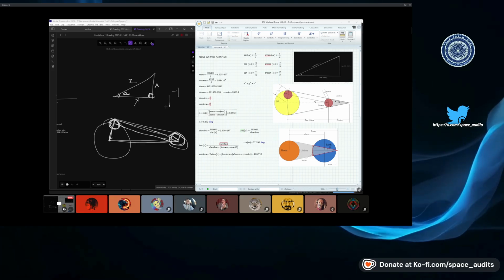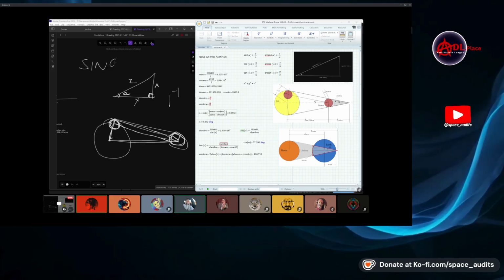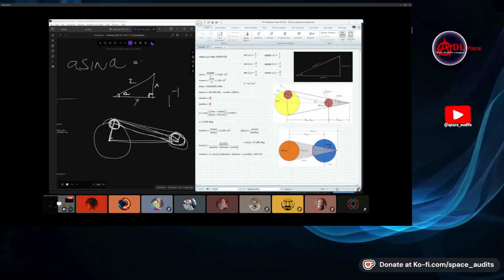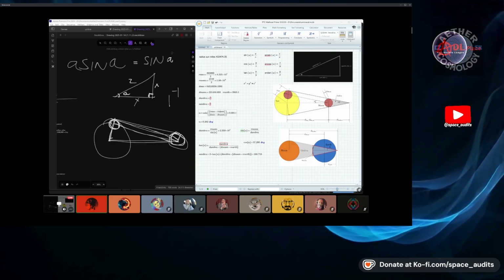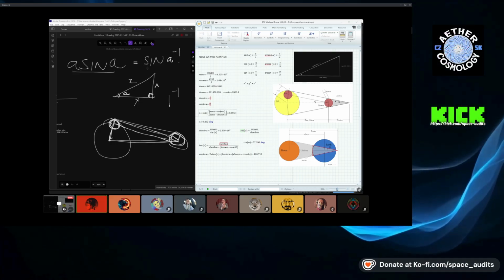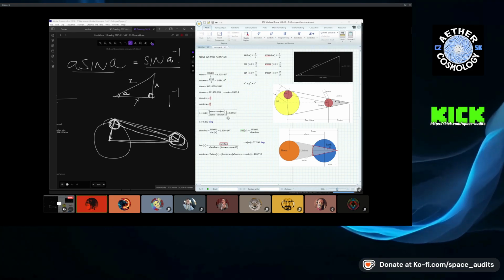Does it make sense? So sine of alpha, arccosine of alpha is sine of alpha to the minus 1. So it's the same function. And that is what we're doing here.